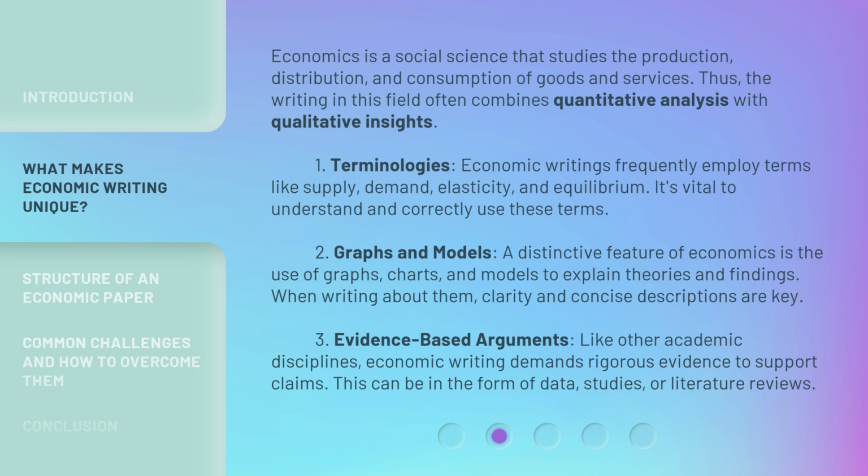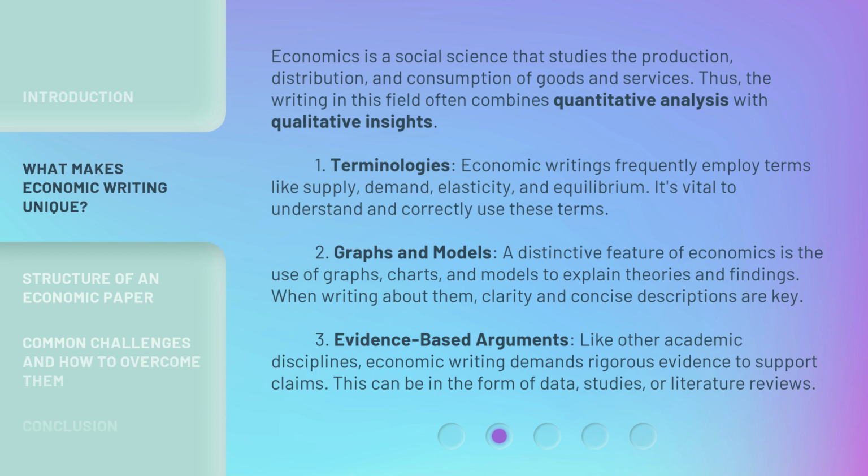Economics is a social science that studies the production, distribution, and consumption of goods and services. Thus, the writing in this field often combines quantitative analysis with qualitative insights. 1. Terminologies. Economic writings frequently employ terms like supply, demand, elasticity, and equilibrium. It's vital to understand and correctly use these terms.